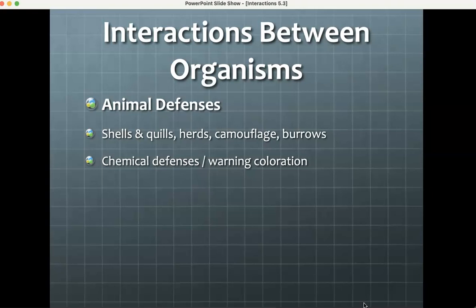Camouflage is a great one. Again, rather passive, but it is a great mechanism. Burrowing. Yes, burrowing is a great way to have a home that's out of the sun and the weather, but it also provides a great place to hide.